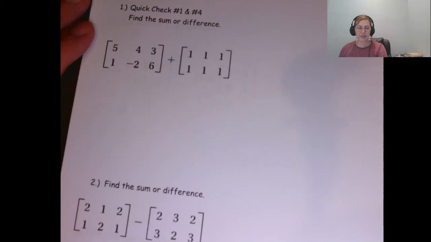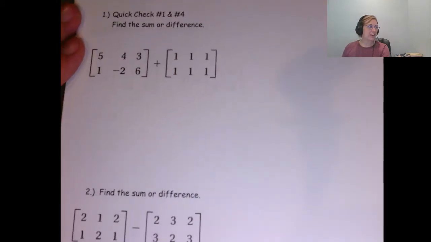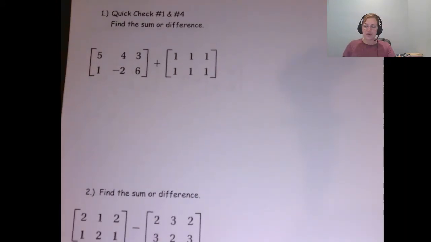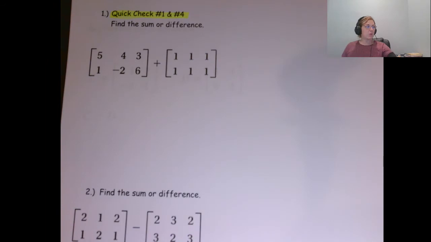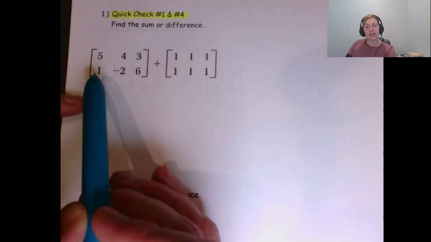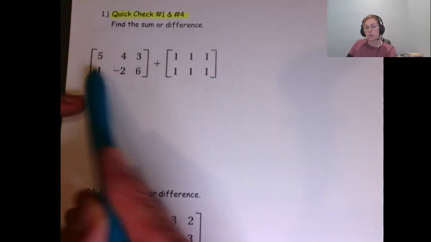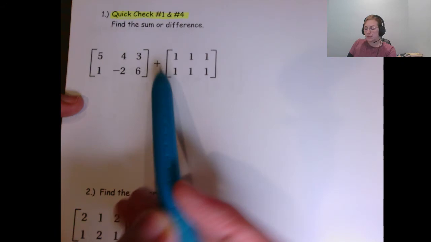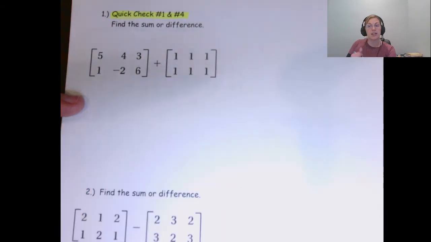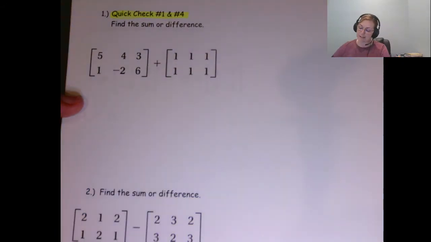So let's take a look at this first problem that I have. I've got a good note there that helps me with a quick check. It says to find the sum or difference. So you can see, let's check the dimensions. This has 2 rows and 3 columns. This has 2 rows, 3 columns. We are good to go ahead and add.